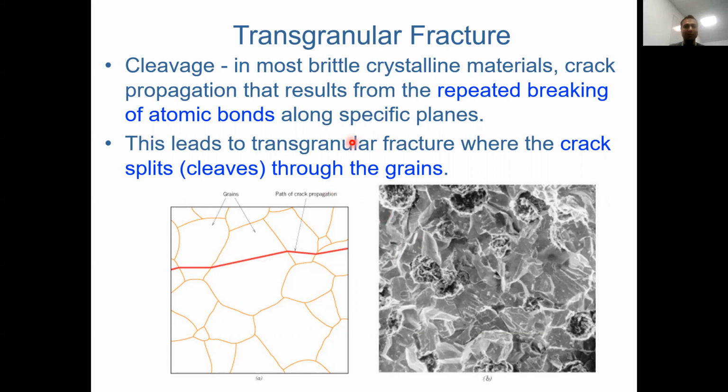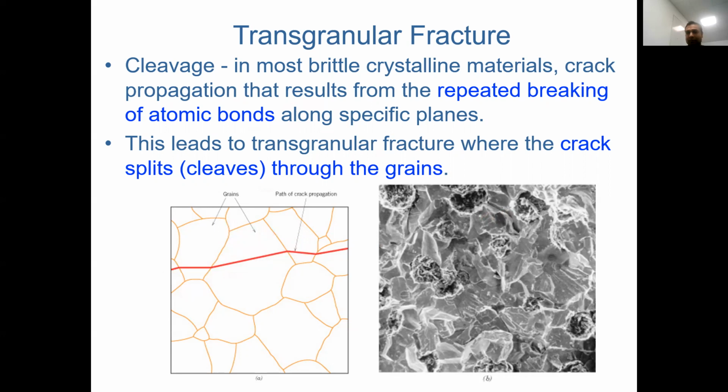Okay, no worries. I'll go through that one. So you can see it kind of looks like these things. Obviously, there is no failure. It's just to show you the grain structure. I just cut it with a saw. Now, in most brittle and crystalline material, crack propagation results from a repeating breaking of the atomic bond. So in transgranular failure, you will actually see the atomic bond being broken.